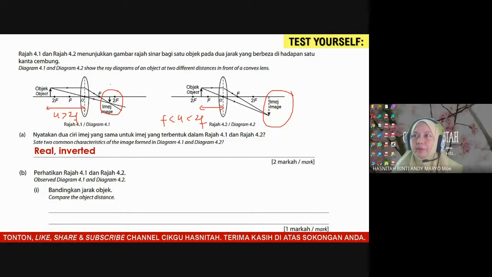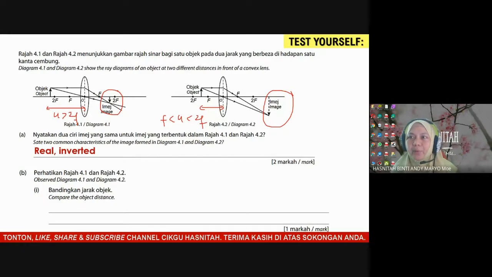This one is real, formed on the opposite side to the object, so it is real. This one also formed on the opposite side to the object, so it is real. And both are formed below the principal axis. The third characteristic is opposite: this one is diminished, this one is magnified. So the same, the common characteristics, you can write real and inverted.